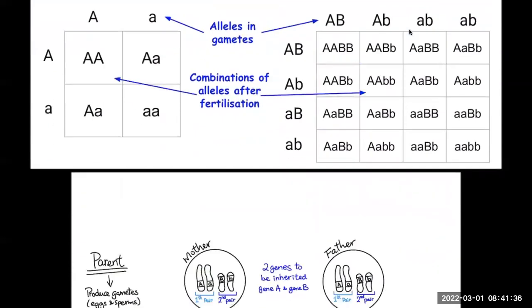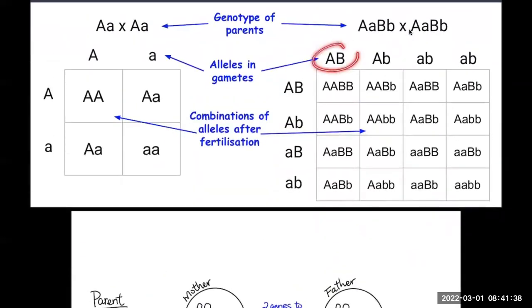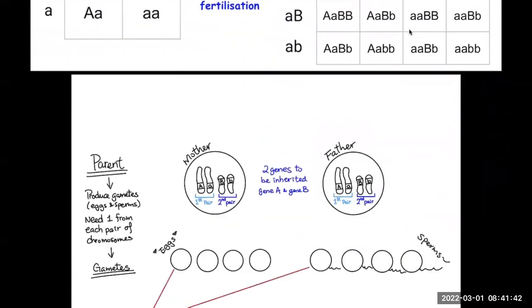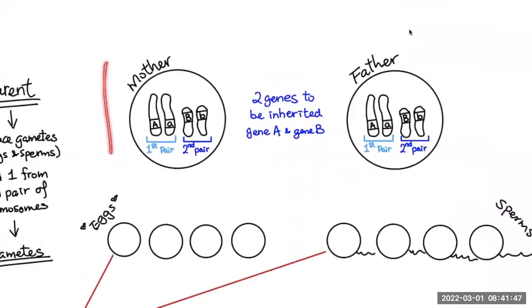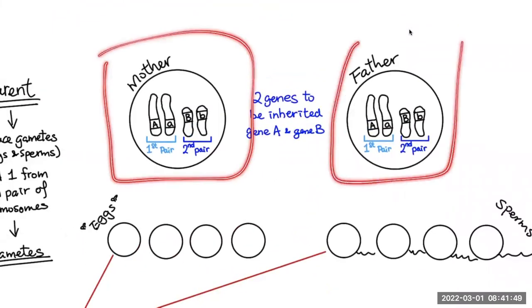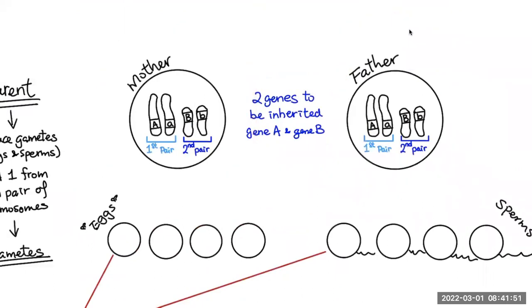Let me try and help you visualize how you may get these combinations in the eggs and the sperms. So let's say we have our parents, the mother and the father. Remember, we are looking at two genes that are not linked. So they're unlinked genes, meaning that they sit on different pairs of chromosomes. So this is your pair number one.